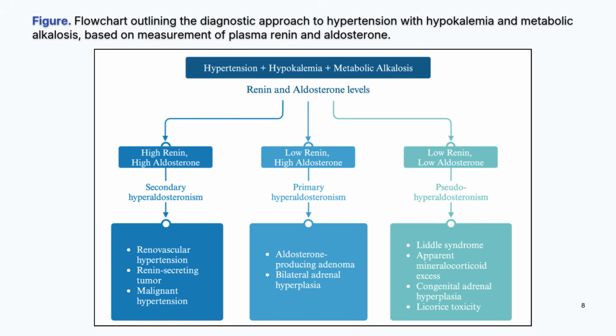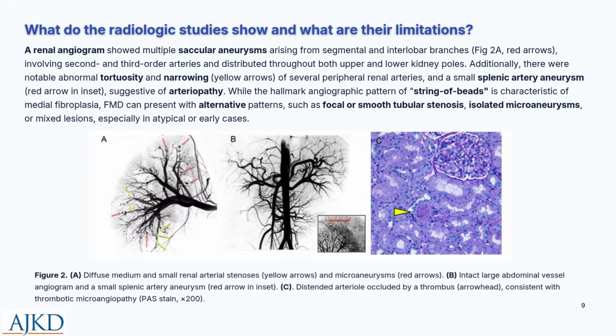So this algorithm is not just a diagram; it's a roadmap that ties the entire case together. Once you match the patient's labs to one of these three renin-aldosterone patterns, the rest of the diagnostic workup becomes logical and targeted rather than broad and confusing. Now let's take a look at the radiological findings.